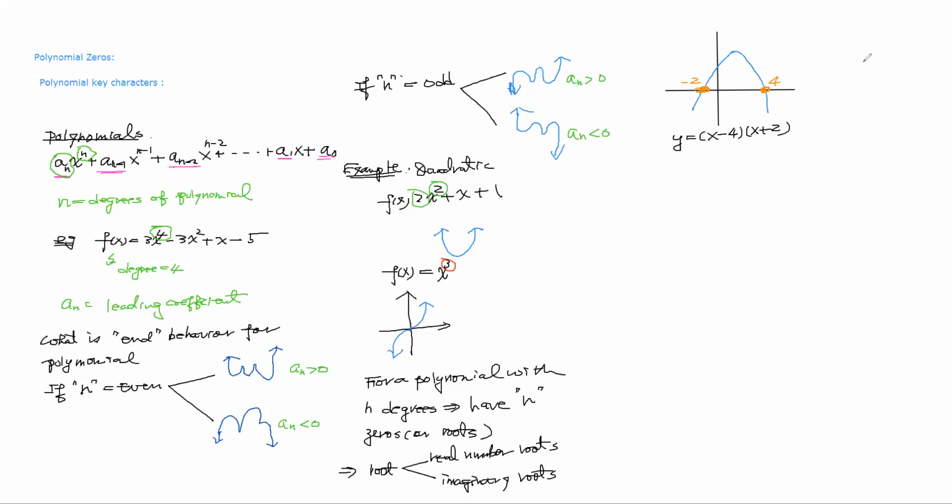Okay, so the quadratic's degree here is equal to 2, so you have 2 roots or 2 zeros here, all right? Okay, so now let's take a look at the other examples here, still with the same kind of quadratic.